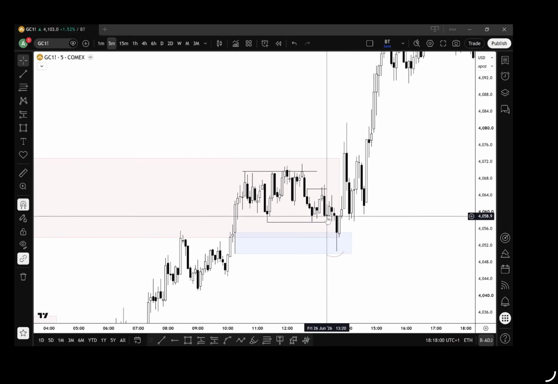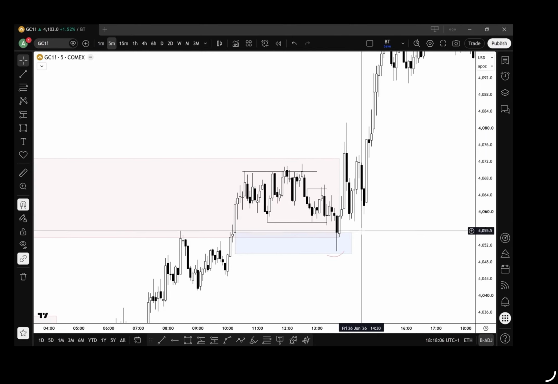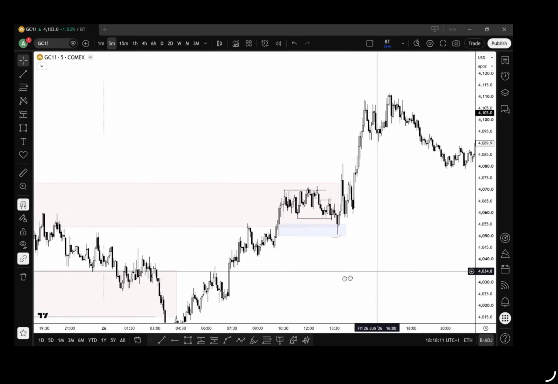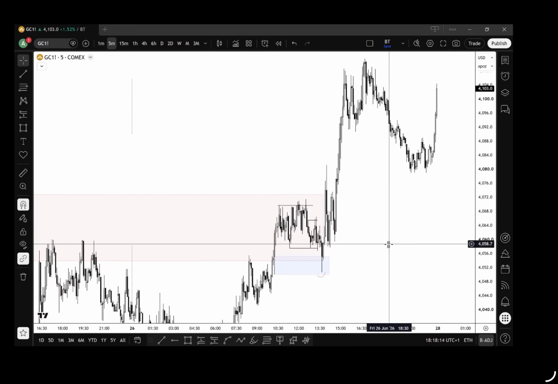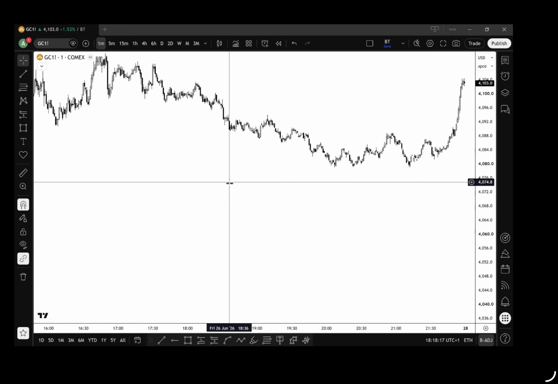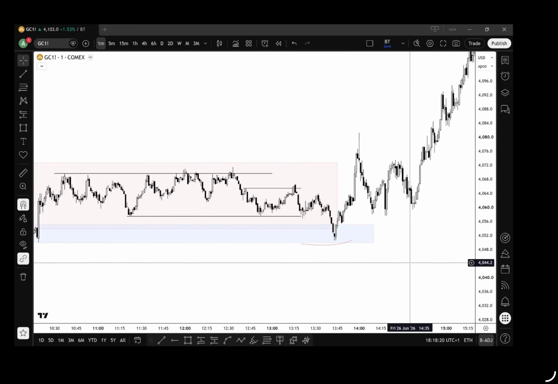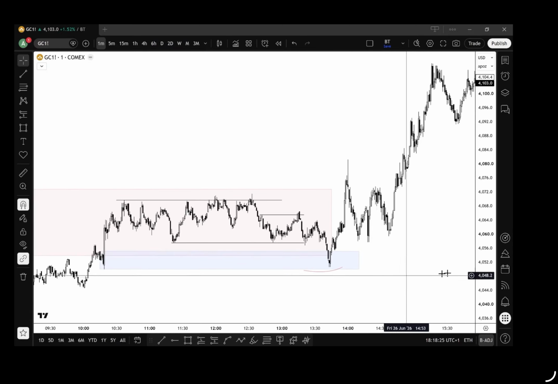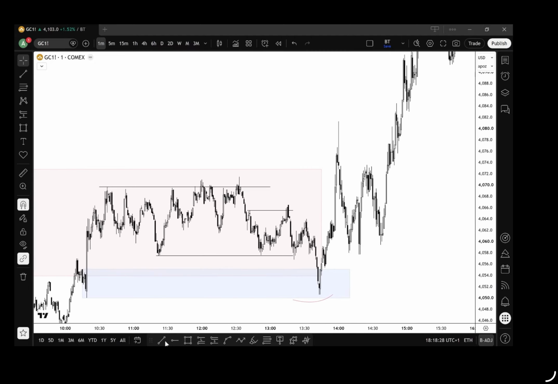And then we induce higher, and then we come back to take the lows. Now this isn't something I'd be taking at this point. However, I believe, let's go to the 1 minute. Once I see buyers induced and then trapped, this is something I'd be more inclined to take.